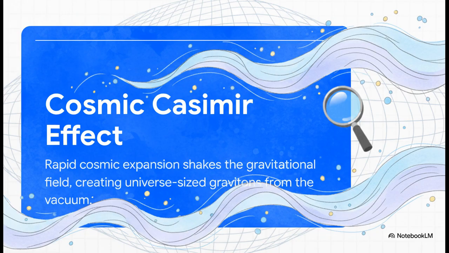But here's what it means in simple terms. The insane expansion of the very early universe literally shook the fabric of gravity itself. It was so violent that this shaking created particles, gravitons, the particles of gravity, right out of the vacuum. But here is the absolutely crucial part. This process only created massive gravitons, with wavelengths as big as the entire observable universe. We're talking about waves of gravity that stretch from one end of reality to the other.